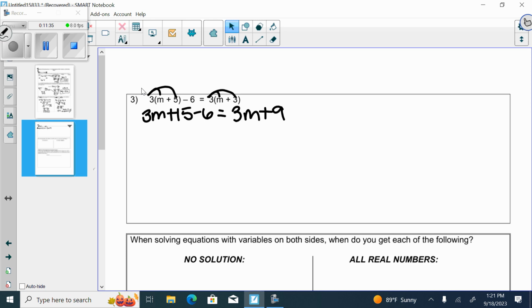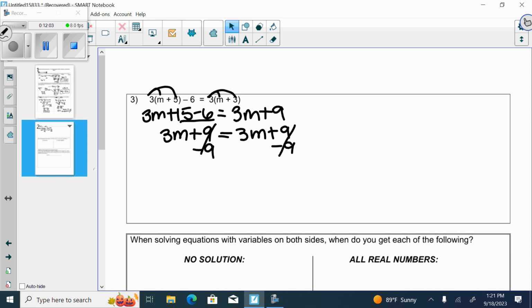Subtract the 15 and 6. Yeah, put them together. So what is 15 minus 6? 9. Very good. So I really have 3m plus 9 equals 3m plus 9. So what should I do now? Minus 9. Okay.